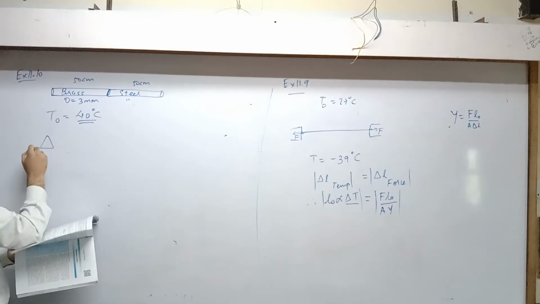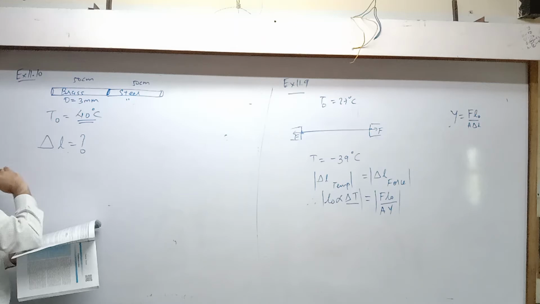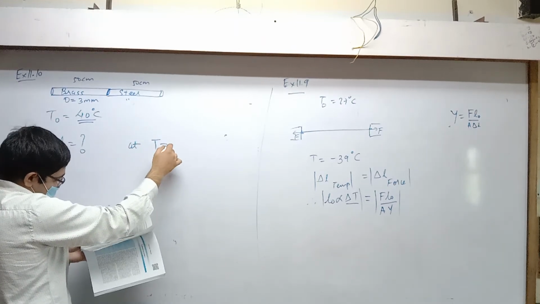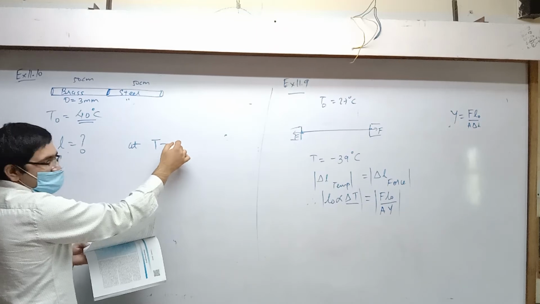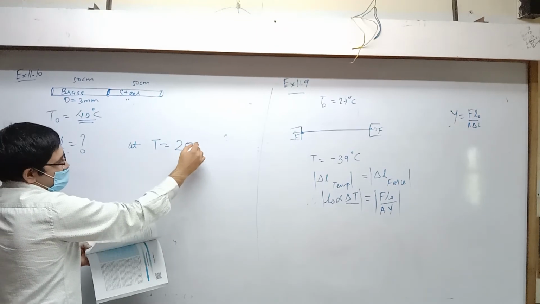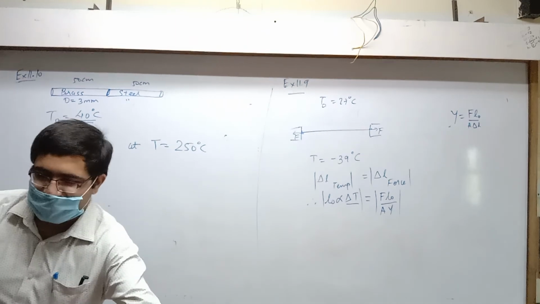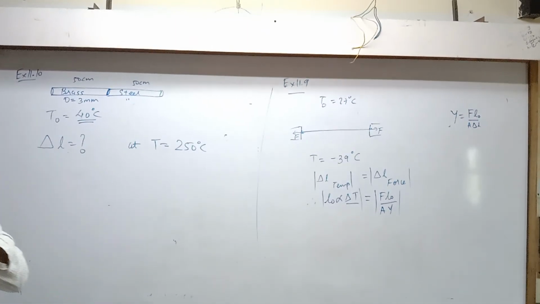So we have to find the change in length of the combined rod at what temperature? At what temperature? 250 degrees. Okay, and the values of alpha are given.